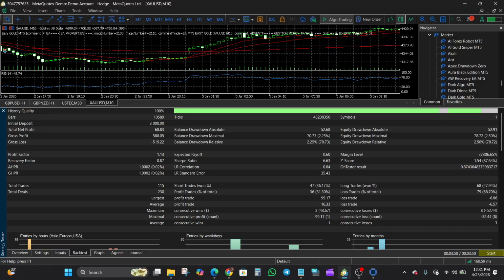So if you're going to use something like this, you definitely want to run your own backtests, optimize your risk settings, and ideally test it on a demo account before going live.